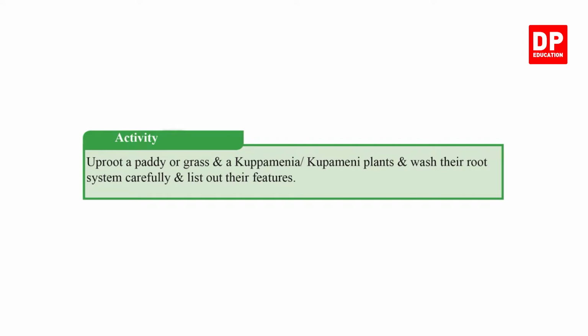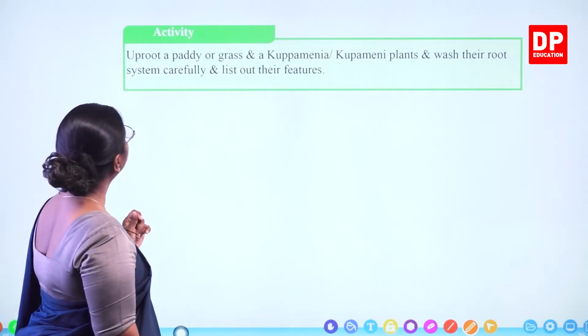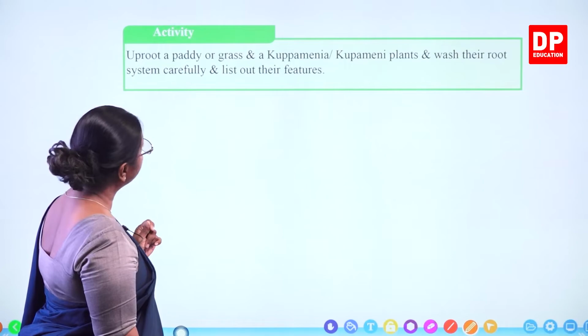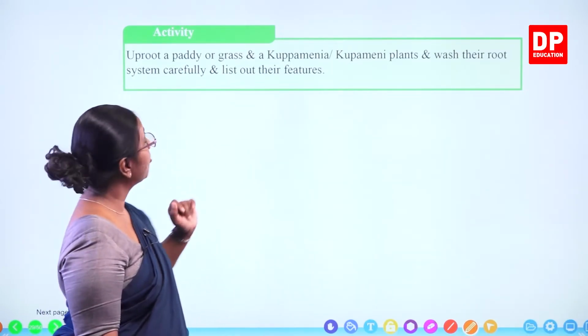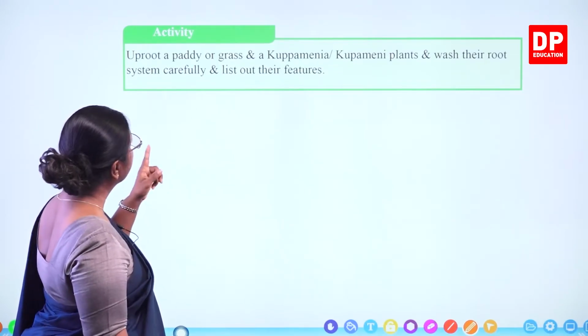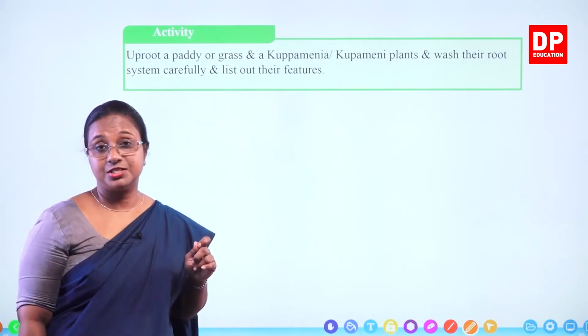So here we have an activity. You need to uproot a paddy or grass and the Cupomania plants and wash their root system carefully and list out their features.